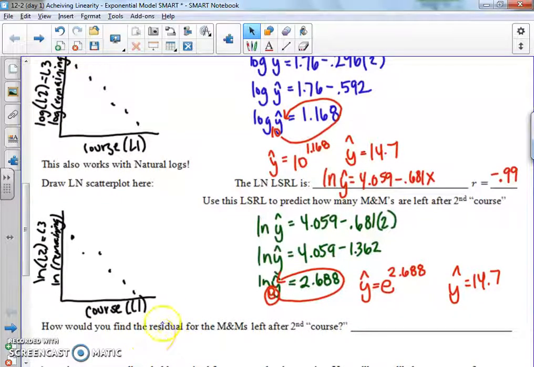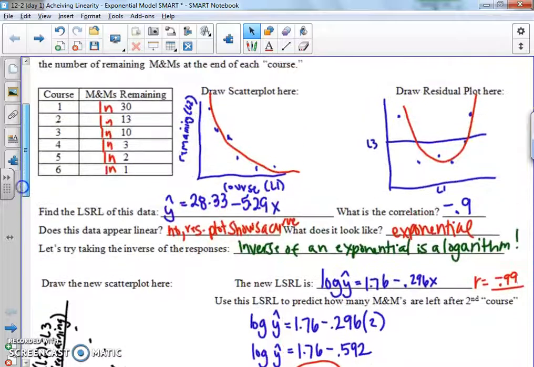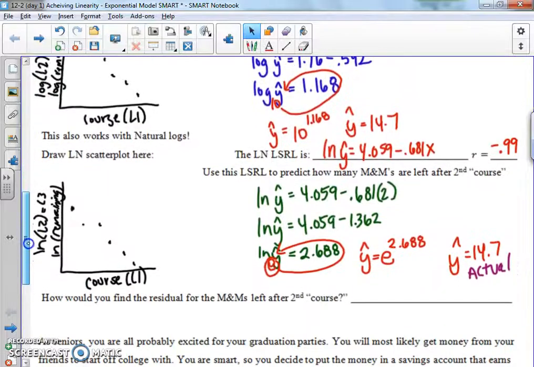Now the only other thing that you're going to be asked to do with this is how would you find a residual, which is, remember, the amount of error. Well, this is what was predicted. What we need to do is look at what the actual is. So I'll just remind you, the actual, you just got to look up at the chart, the actual amount was 13 after the second course. We got 14.7. Think back to that chapter that we did this on.